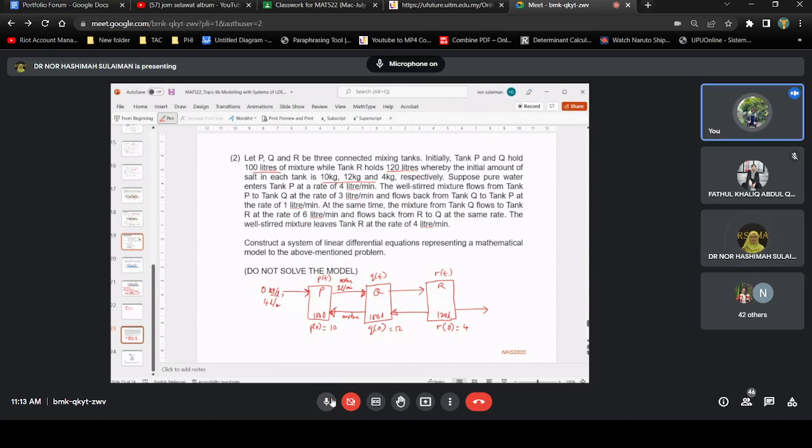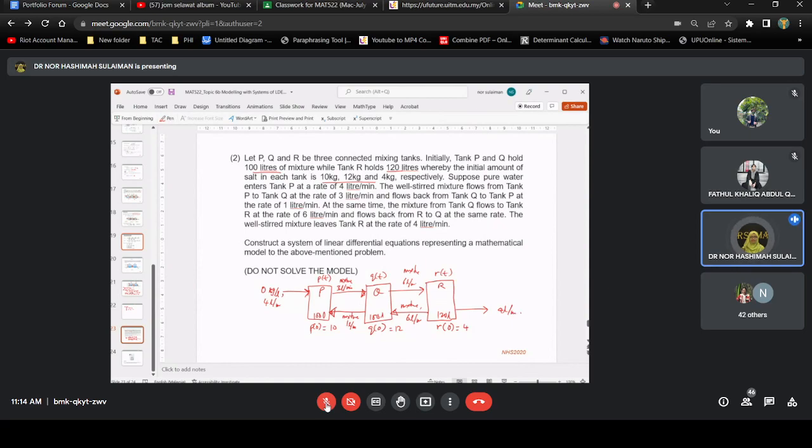How much from Q to P? 1 liter per minute. Okay, how about Q to R? 6 liters per minute. Mixture. Okay, this is also mixture. How many liters? 6 liters per minute. This one is 4 liters per minute.